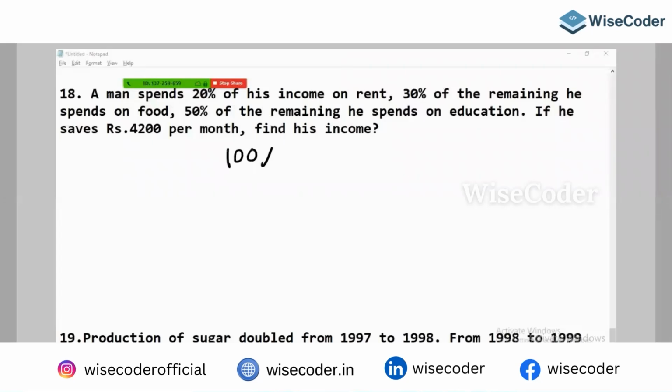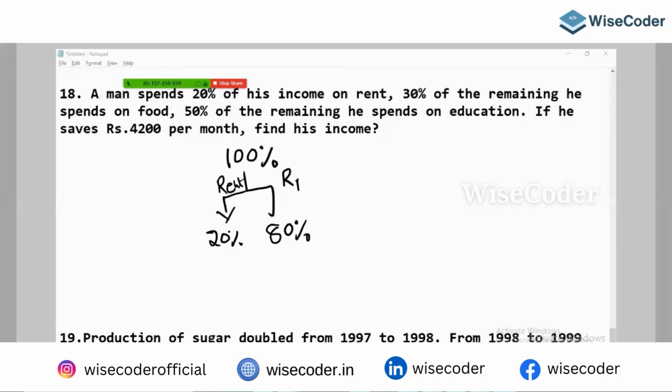Now you can see your solution. I am assuming that fellow's income is 100%. He spends 20% on rent. What is the remaining? Don't do 20 plus 30 plus 50 equals 100, as if everything is spent, and don't say the question is wrong. The remaining is 80%.